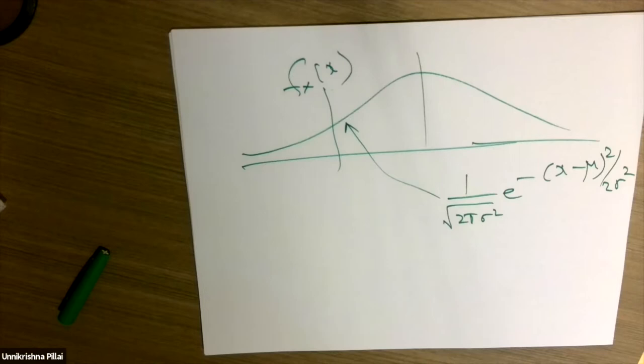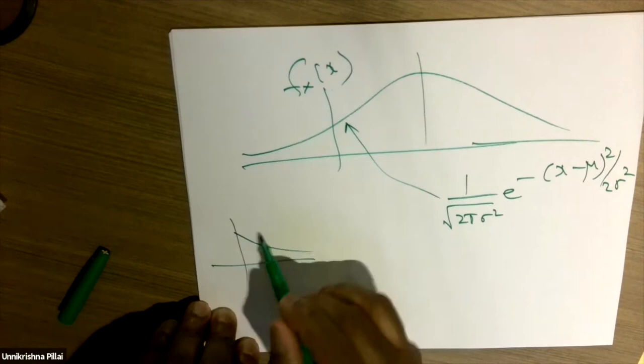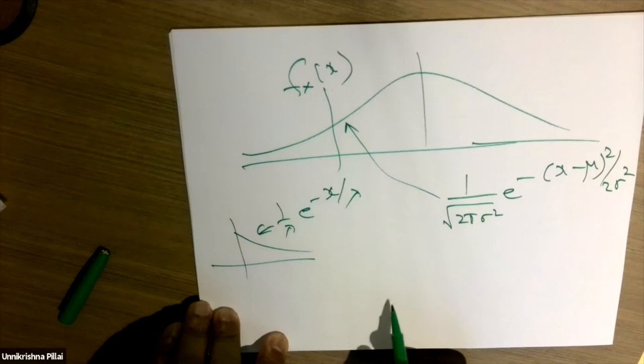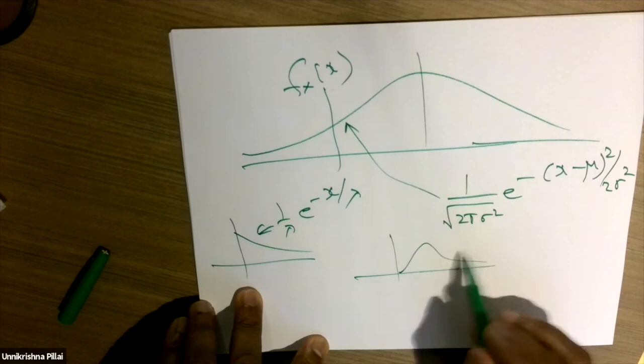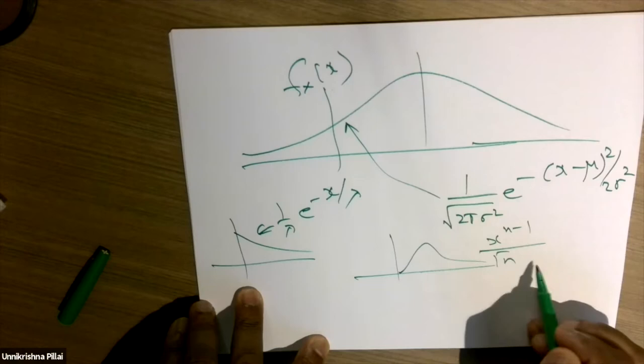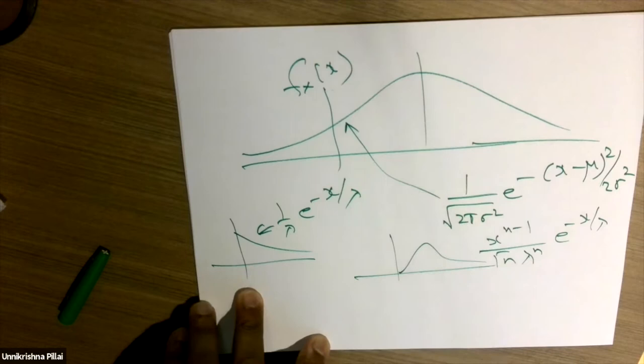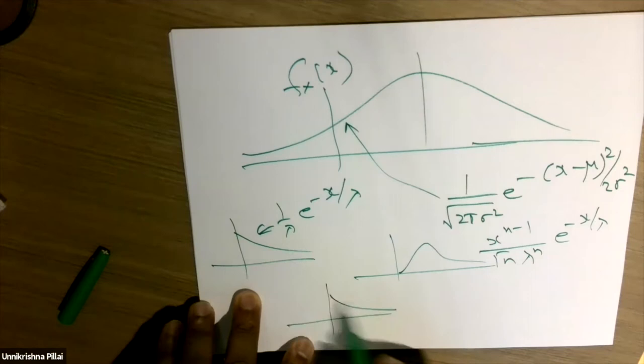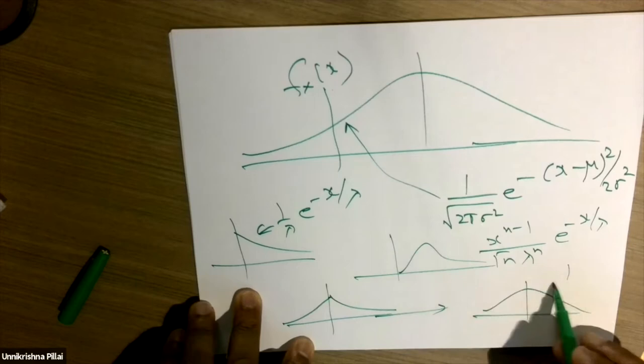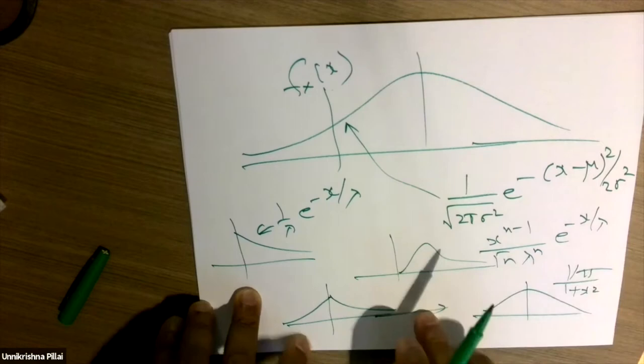So, and this is exponential, 1 over lambda e raised to minus x over lambda, and so on. This is gamma, and it has x to the power n minus 1 over n factorial and lambda to the power n, e raised to minus x over lambda, etc. So you can check. And then we also looked at Poisson as a discrete random variable, and then this is Maxwell. This is Cauchy, 1 over pi, 1 over 1 plus x squared, etc. So we'll have a chance to study all this.